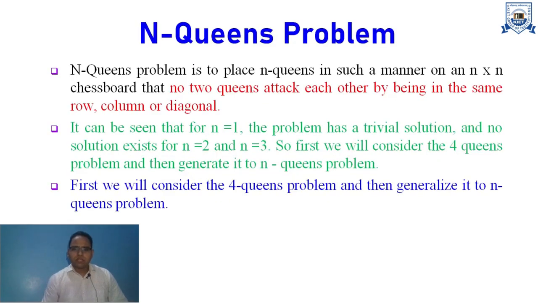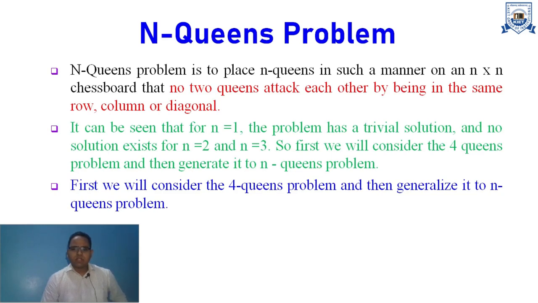So what is the n queen problem? Basically we have an n cross n chessboard, and we are asked to place n queens so that no two queens are in the same row, the same column, or diagonal. Otherwise they will attack each other. For n equal to 1, the problem has a trivial solution, and no solution exists for n equal to 2 and n equal to 3.